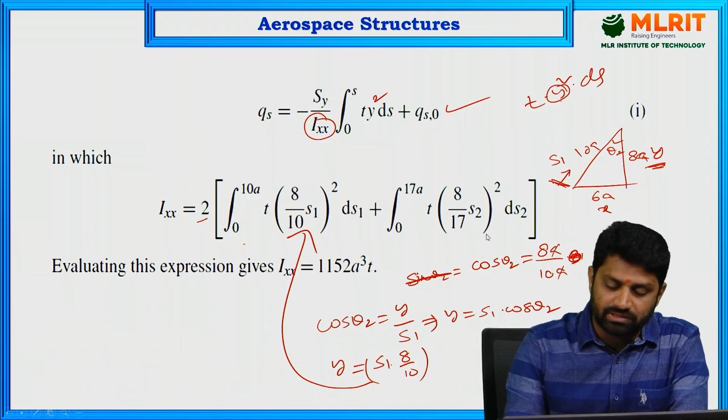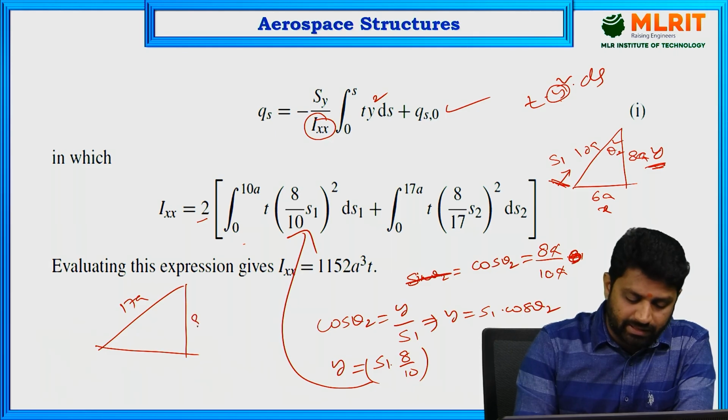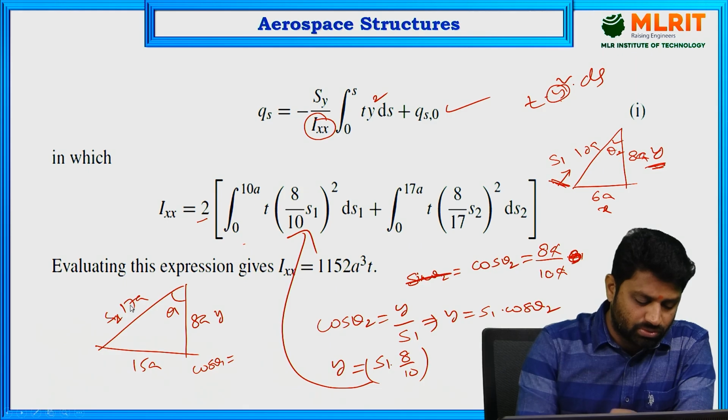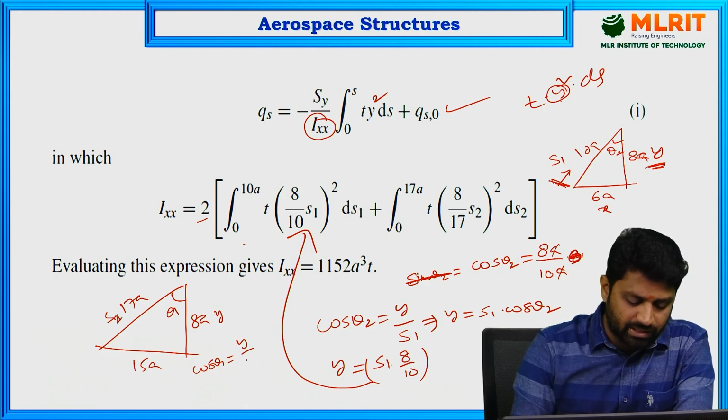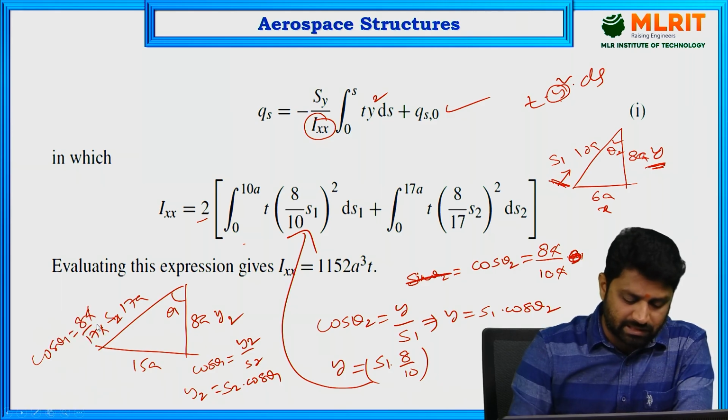Similarly, for the second diagram you have this 17a, this is again 8a, and this is 15a, and this is the angle theta 1. Again you can consider cos theta 1, this is y2 and this is s2, so y2 by s2. So y2 equals s2 into cos theta 1, where cos theta 1 from the diagram is 8a by 17a. The a gets cancelled, so you get s2 into 8 by 17.